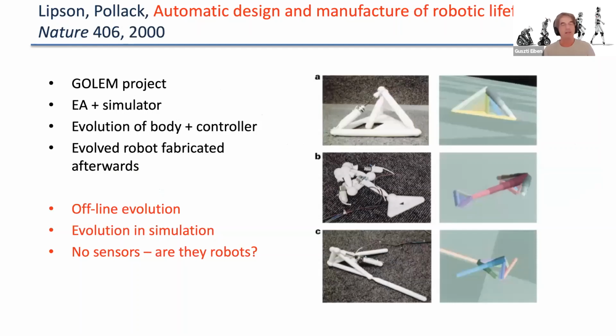Howard Lipson and Jordan Pollack were simulating robots, and interestingly, they fabricated the result, the best robot the simulator came up with, in a physical world, and thereby they somehow crossed the border between simulated and real. But evolution was offline, evolution was not real, and these robots were not really robots because they did not have sensors.